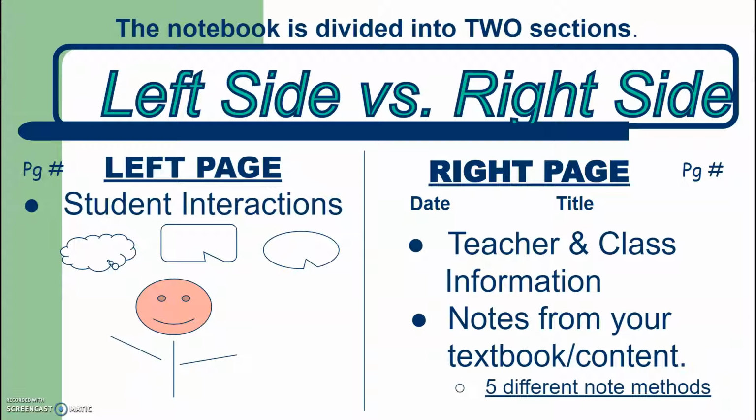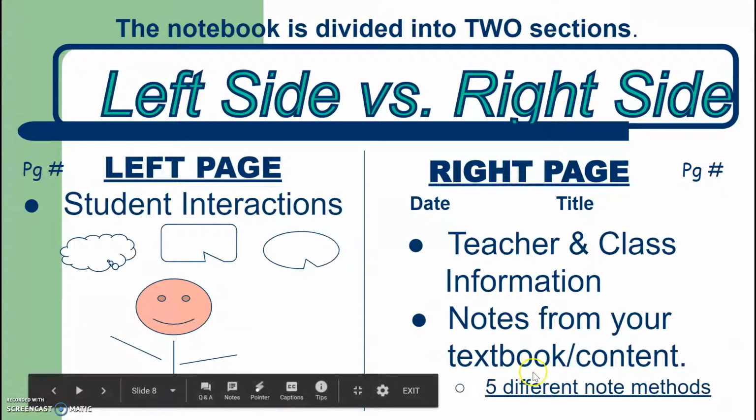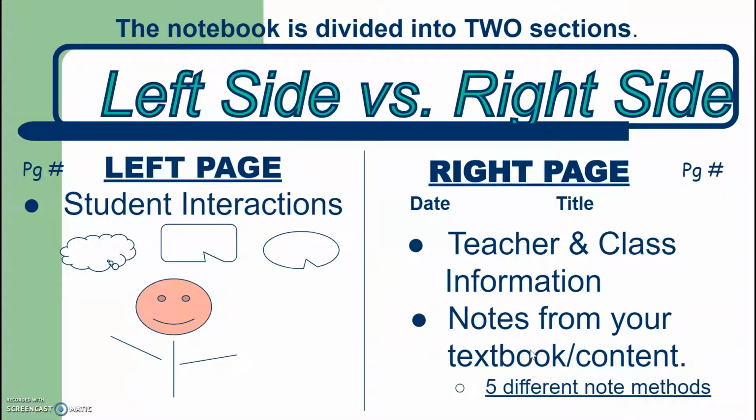And it really doesn't matter what style of notes that you take. Maybe you've heard of the Cornell method or the outline method or mind mapping. Doesn't matter to me, but all your notes from the content go on that right side of the page. Then on the left side of your page, this is where a spot for student interactions.